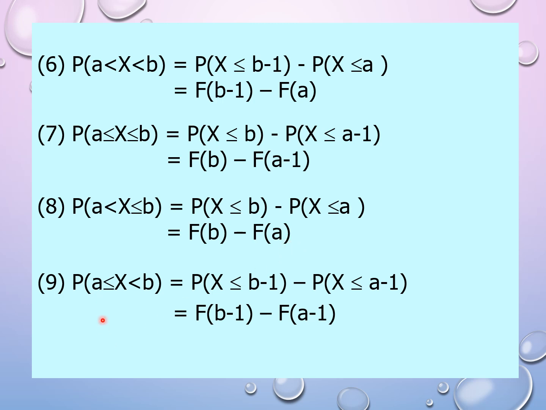Okay, then number 9, probability X greater than or equal to a and less than b, which is also equal to probability X less than or equal to b minus 1 minus probability X less than or equal to a minus 1, which is also equal to cumulative of b minus 1 minus cumulative of a minus 1.